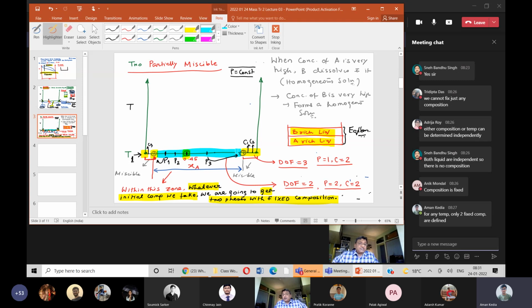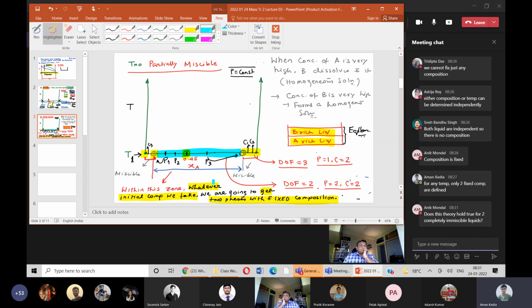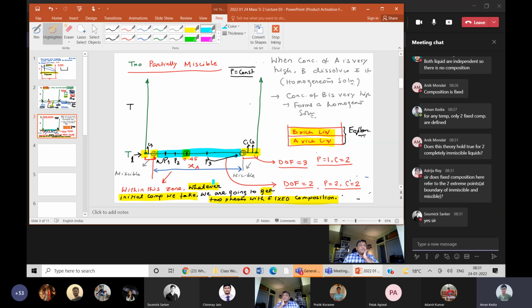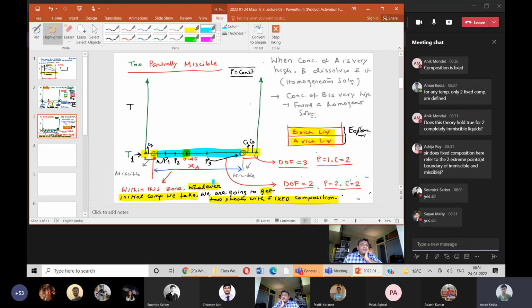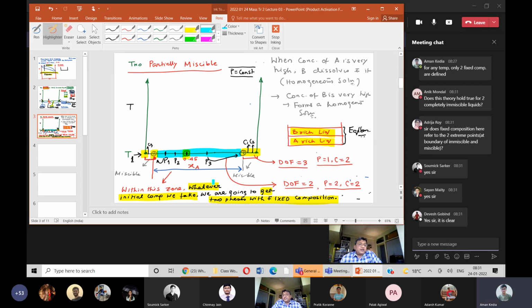Of course, the phase diagram does not talk about the amount of these two phases, which will depend on the numerical value of XA. Is it clear to everyone? And I want this concept to be crystal clear. Of course, yes, Anik Mondal. Because again, the two phases for the whole range, the system says it's completely immiscible. So whatever composition you take, you have to say that the number of phases is two, at the extreme points at the boundary of the immiscible liquid.